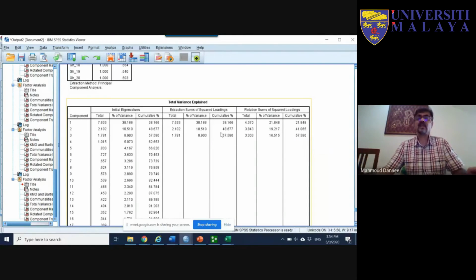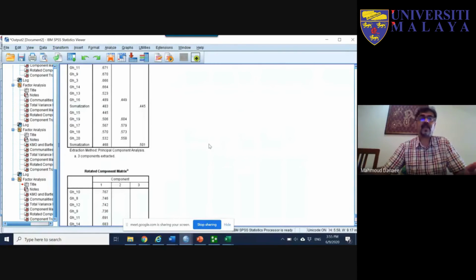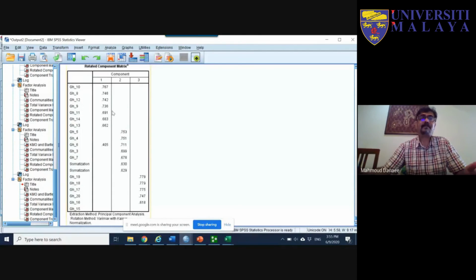If the total variance of all components is less than 50%, this factor analysis is not strong enough to be reported. Then you need to increase the sample and collect more data. But here, the total variance explained by these 3 components is above 50%, 57.58%, which is fine. So now I have 3 components. Look at here.